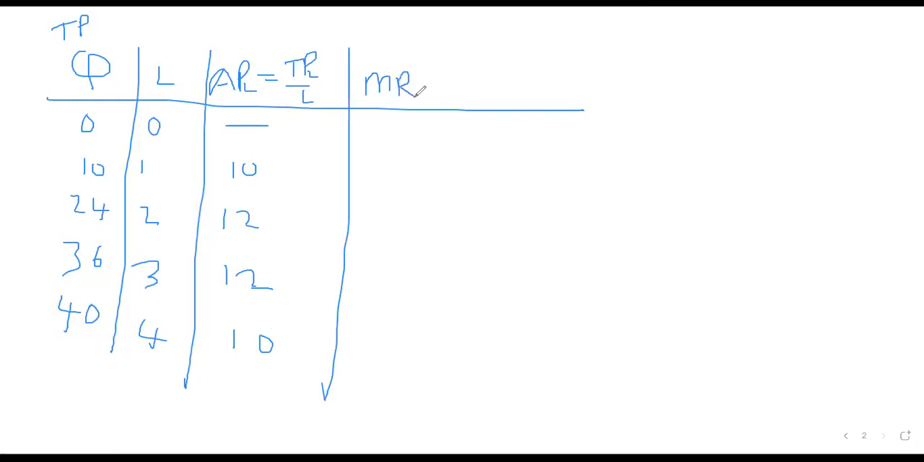Then we also have the marginal product of labor. This is simply the change in total product over the change in the labor units. So the total product here, 0 minus nothing is nothing. 10 minus 0 over 1 minus 0 is 10. 24 minus 10 over 2 minus 1. How do we get? 14. 36 minus 24 over 3 minus 2. What do we get? 12.